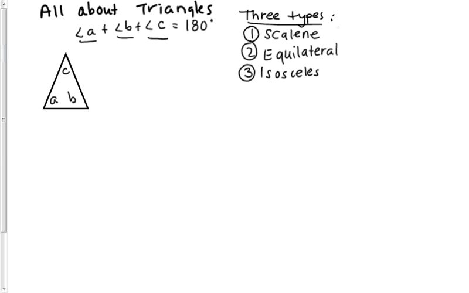There are three types of triangles. We have the scalene triangle. The scalene triangle has sides all different lengths, and all the interior angles have different measures. We have the equilateral triangle, where all side lengths are equal and all interior angles are equal. And then we also have the isosceles triangle, where two sides have the same length and two interior angles are equal.